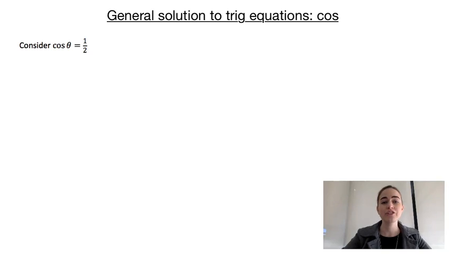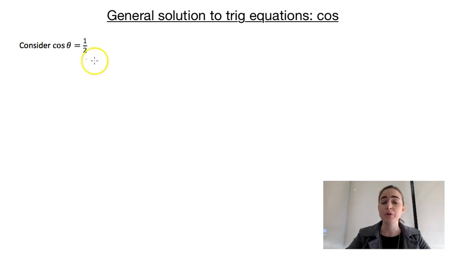In this video, I want to have a look at finding the general solution to trig equations, specifically equations involving cosine. All the trig equations we've solved so far had a restricted domain. So they might be going between 0 and 2 pi or minus pi to pi. But the equations we're going to have a look at now don't have a restricted domain.